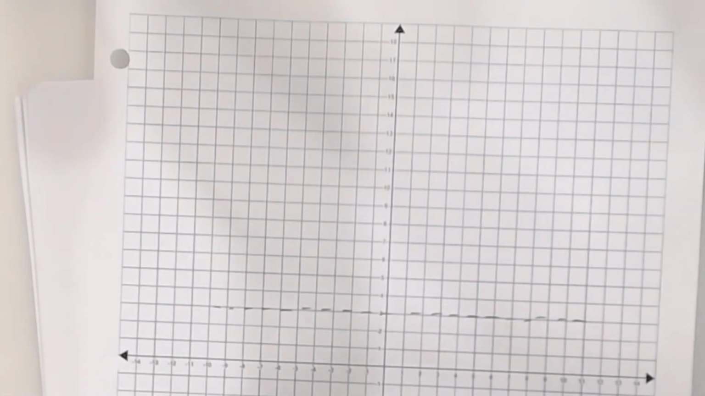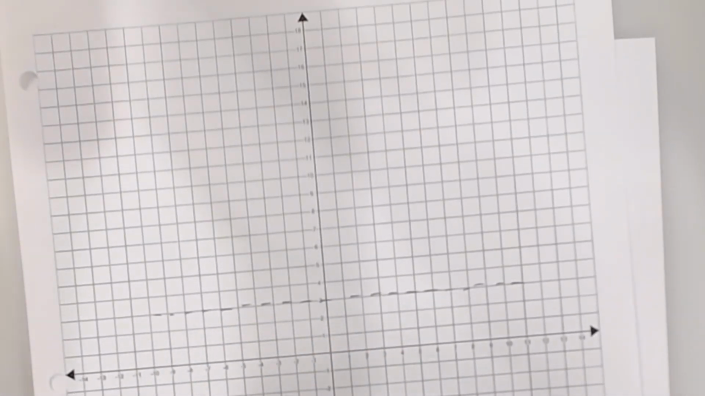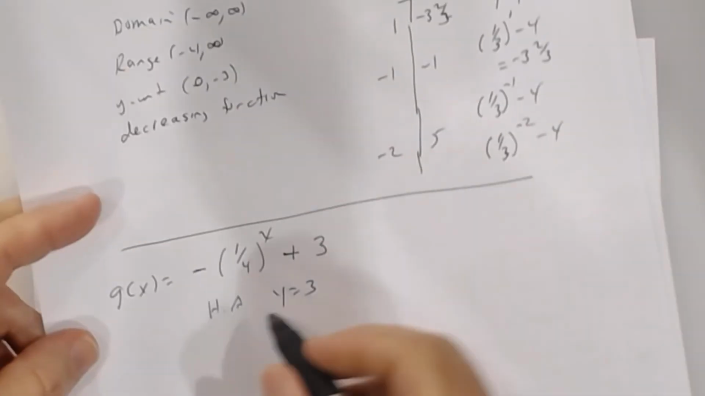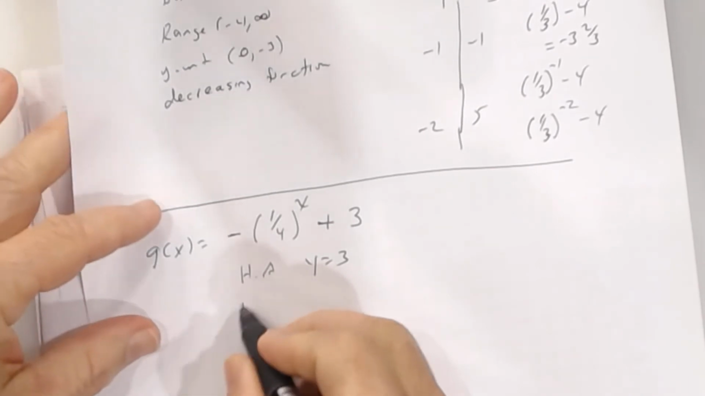Okay? So, when I asked you the question, is this function increasing or decreasing, not only do you need to look at the base, but you need to see if it's also doing what? A reflection. All right? So we know that the horizontal asymptote is y equals 3, so I do my dotted line. What is the domain?